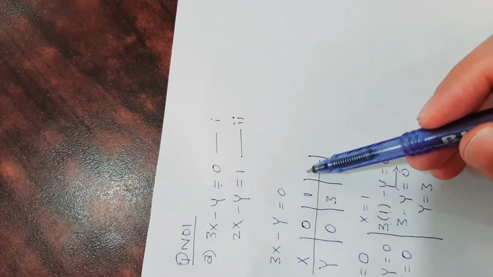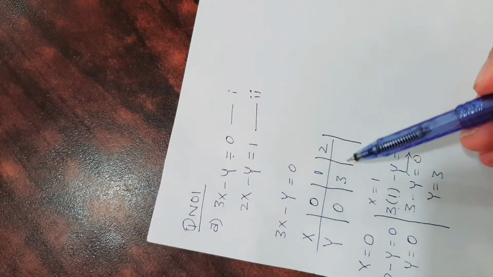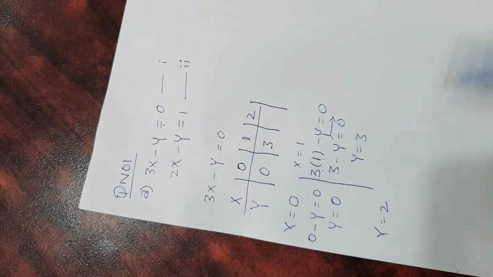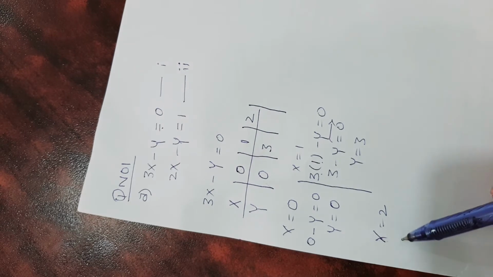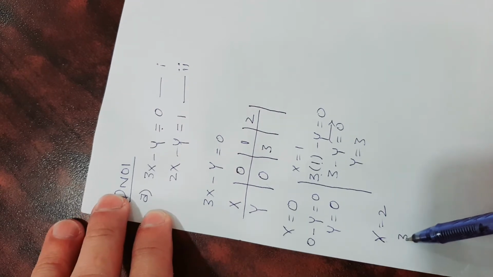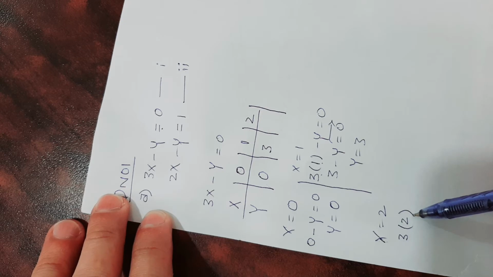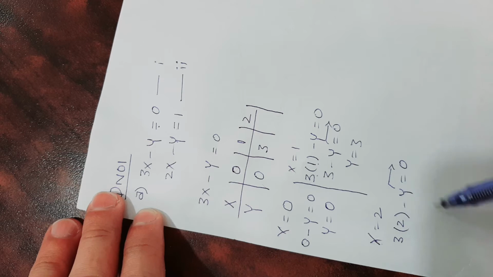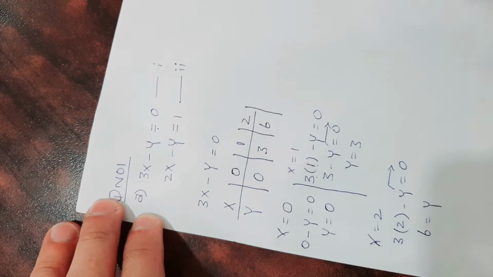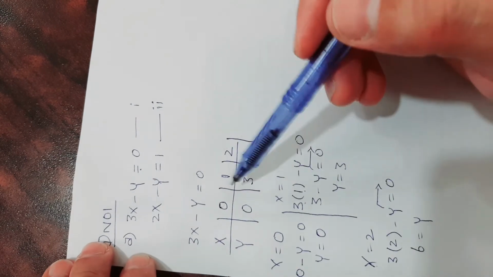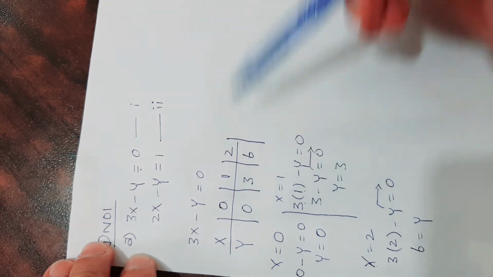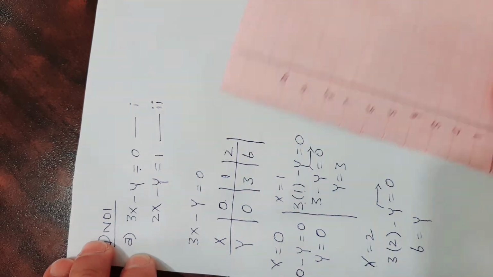When x is 2, you can find y. Using x equal to 2, in place of x use 2, 3 into 2 minus y equal to 0. From here you can shift y to the right side. 3 into 2 is 6, so y is equal to 6. Now you have got 3 points where the coordinates of x and y are known. You can draw these points on this graph.